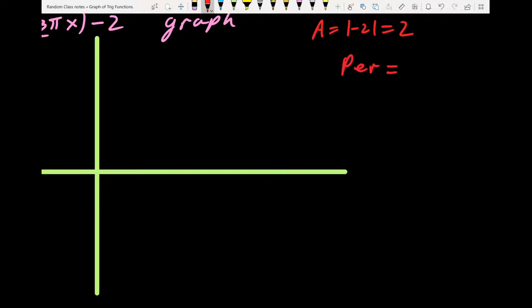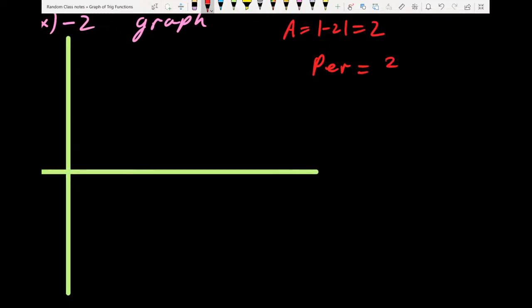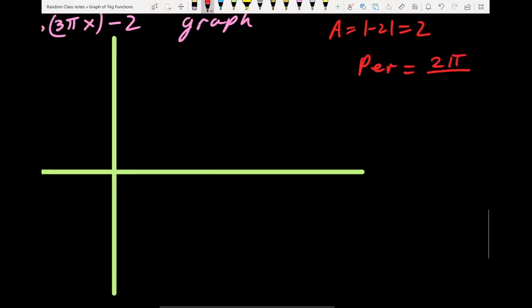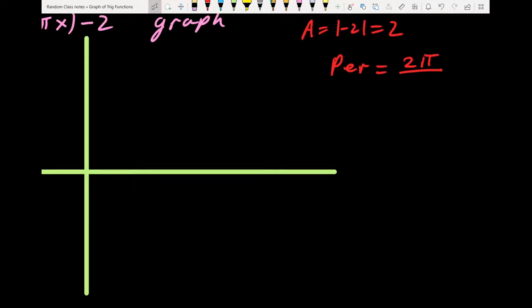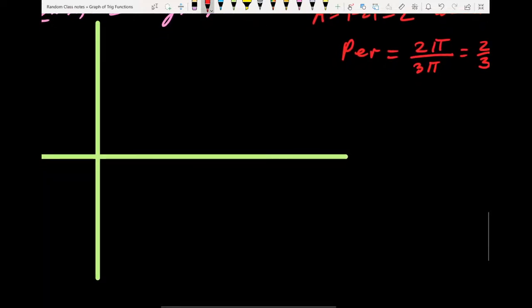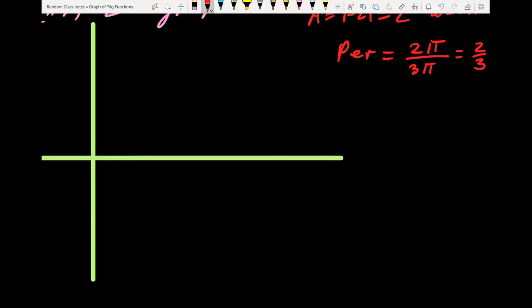What's the period, guys? 2 pi over what? What's the omega in this case? 3 pi, right, guys? So this is going to be 2 pi over 3 pi, which becomes 2/3. So that's the period. Have I lost anybody yet? No? Alrighty then. And then it starts at 0 to 2/3.